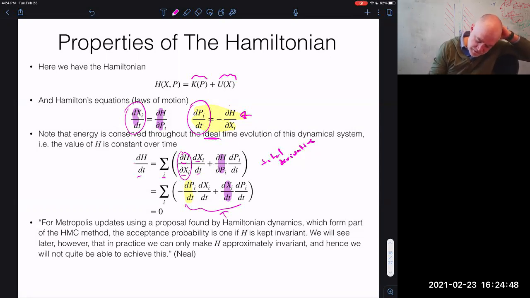So to quote Neil, I think it's probably better to just use his words here. So for Metropolis updates, using a proposal found by Hamiltonian dynamics, which form part of the HMC method, the acceptance probability is 1 if H is kept invariant. So in other words, we're going to choose a momentum and then run the system forward according to time by simulating over time. If H is invariant, which is to say it has the exact same probability at the beginning and at the end. Unfortunately, this is not going to be true because we can't exactly simulate the dynamics of the system. Okay.